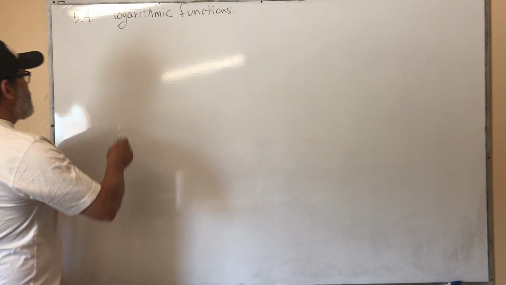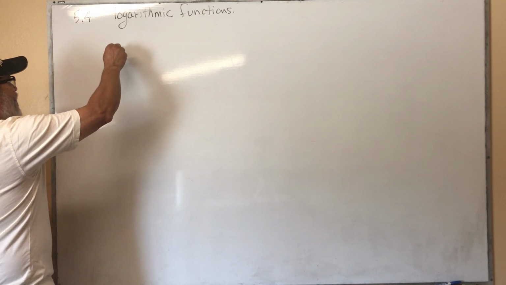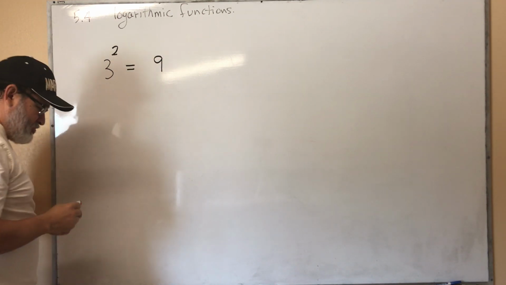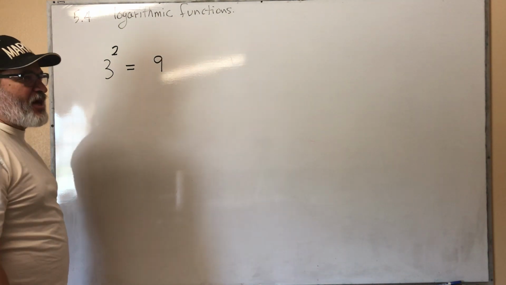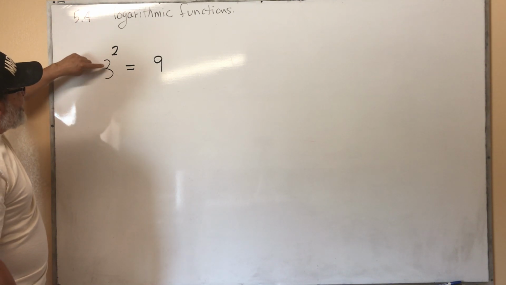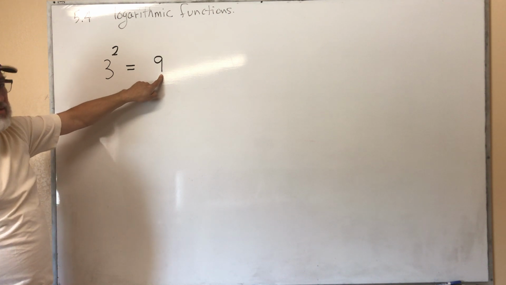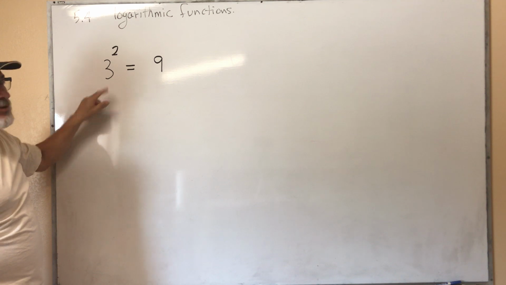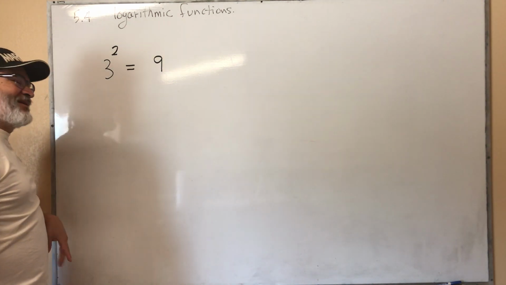Exponents. So watch this. 3 to the second is 9. You understand that. 3 to the second power is 9. This is the exponent. This is the base. And you can call this the product, because this is a product, believe it or not. This is 3 times 3. The product.